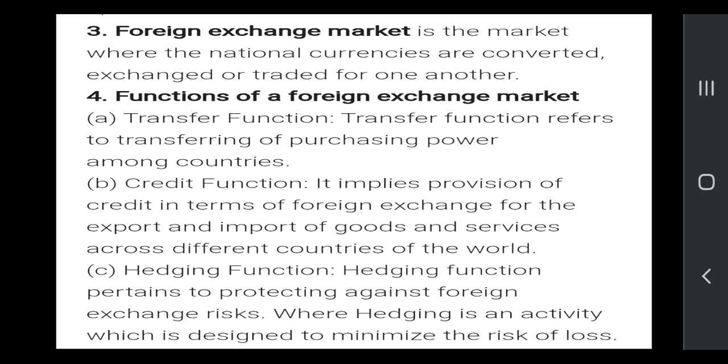Then hedging function. This is nothing but a tool which is used in the foreign exchange market to avoid risk. Okay. So it is the activity which is designed to minimize the risk of loss. Risk of loss means that there should be no fluctuation. Okay, and to avoid the fluctuation in the international money market, the hedging tool is used.